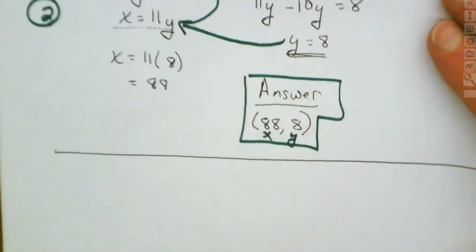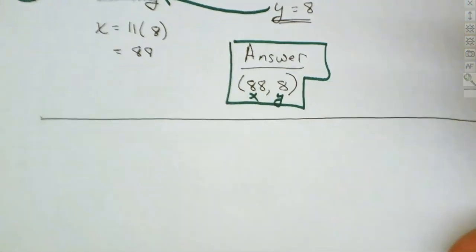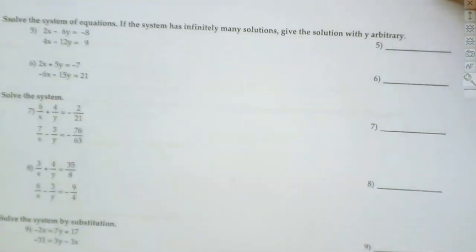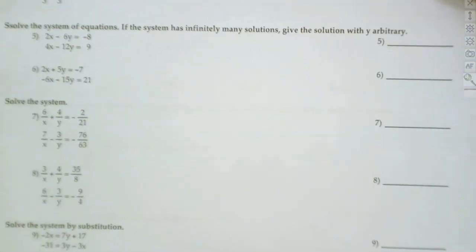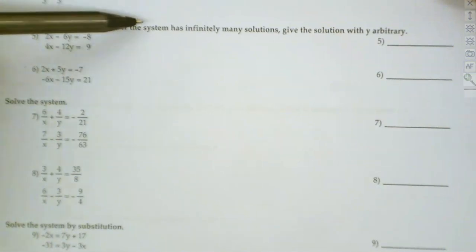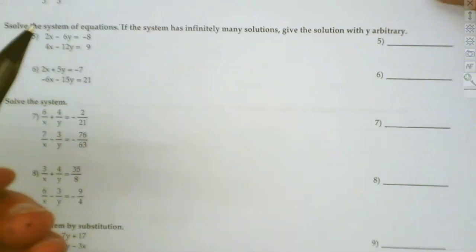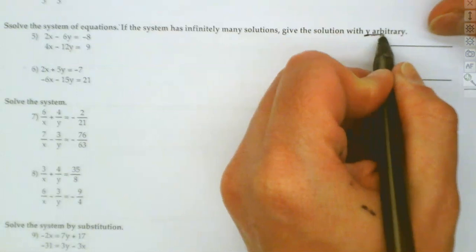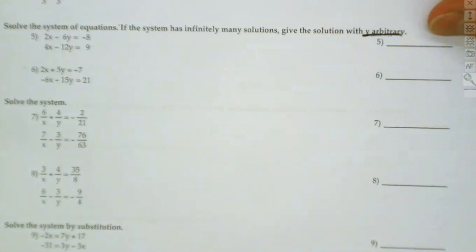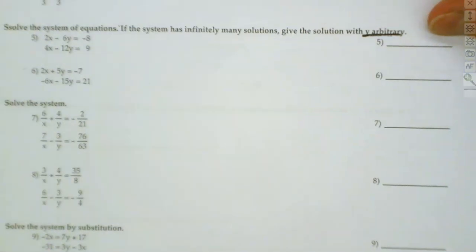Question 6 is a little bit different. For question 5 and 6, it says, solve the system of equations if the system has an infinitely many number of solutions. Give the solution with the arbitrary y. Now, we did one of these last time with the arbitrary x. This one says arbitrary y. So that means we have to solve it for x.